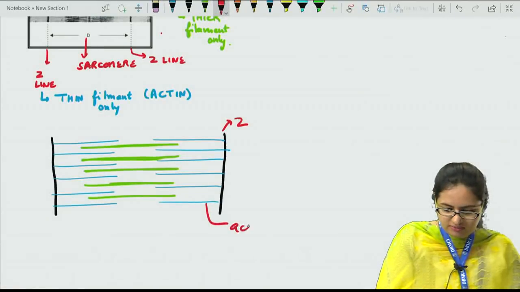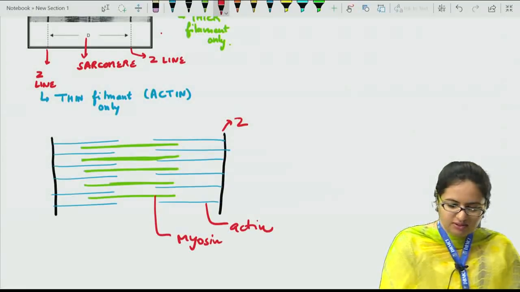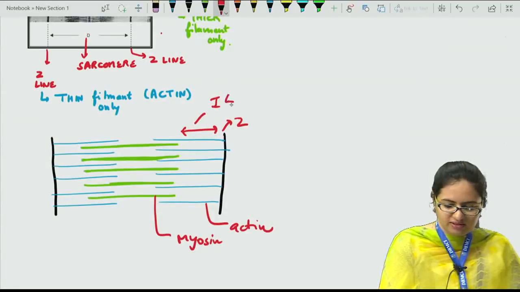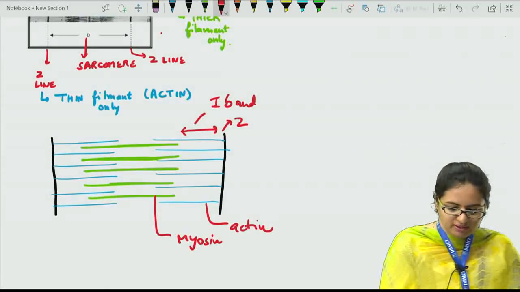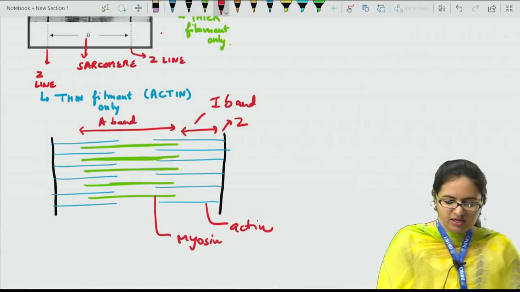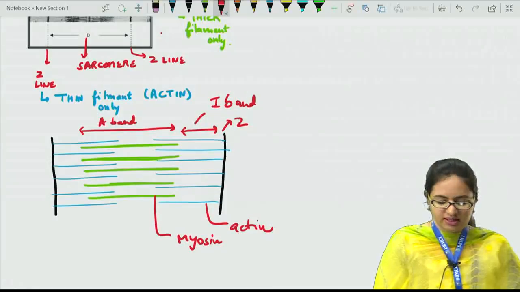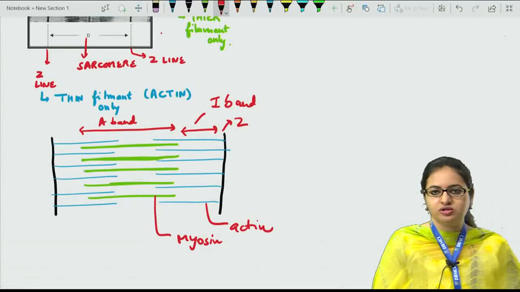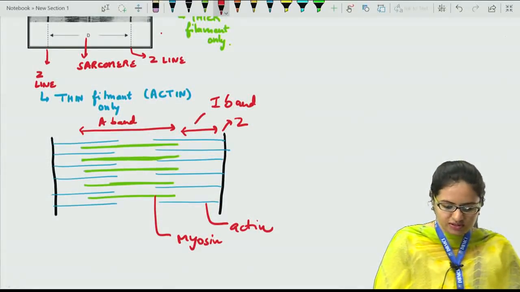This is the actin and this one is the myosin filaments. Now this portion which is having only the actin bands, this is the I band or the isotropic band. This portion extending from here till here, this is the A band or anisotropic band, and if you see over here, it is having both thick and thin filaments. The thin filaments are actually overlapping the thick filaments from either aspect.